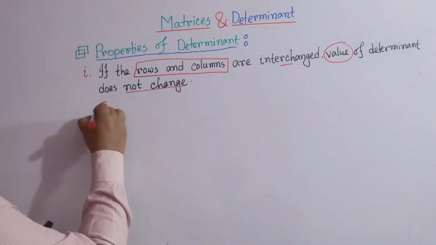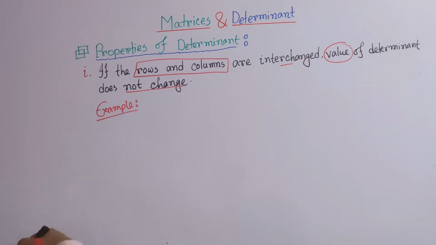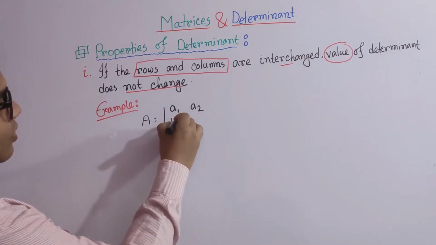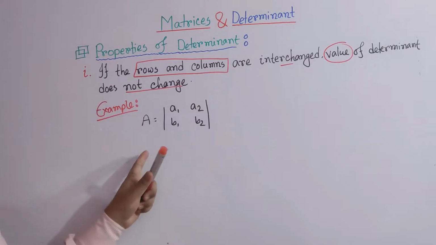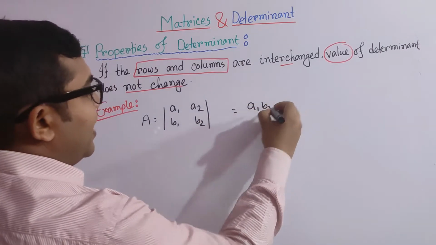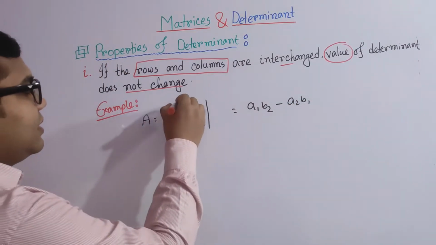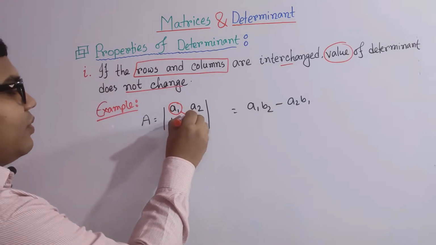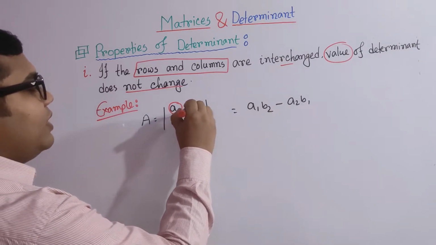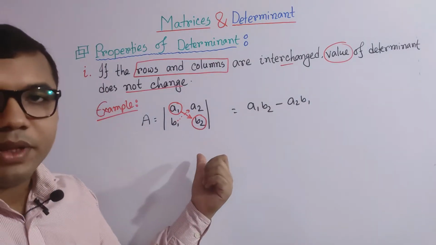Say for example, suppose our determinant is a1, a2, b1, b2. Then the value of it is a1 b2 minus a2 b1, since we have already known that this element will be multiplied with this element, minus this element multiplied with this element. This is the basic rule to find the value of the determinant.